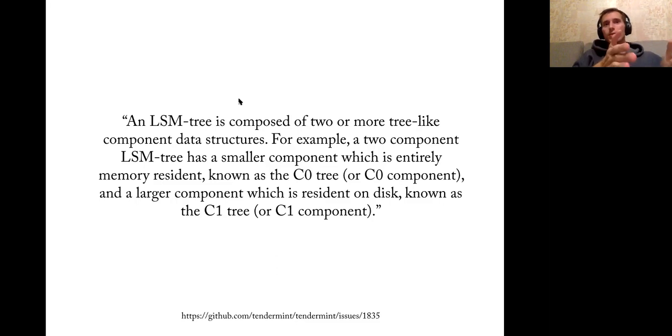Then when this very small SS table gets filled in, the write will be merged to the bigger SS table, and this process is called compaction. Basically, when we flush writes from the top level to the bottom levels, this process is called compaction.